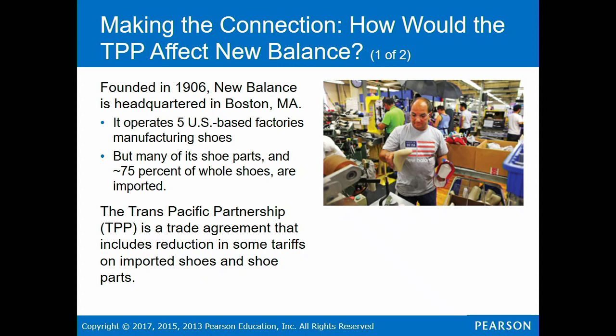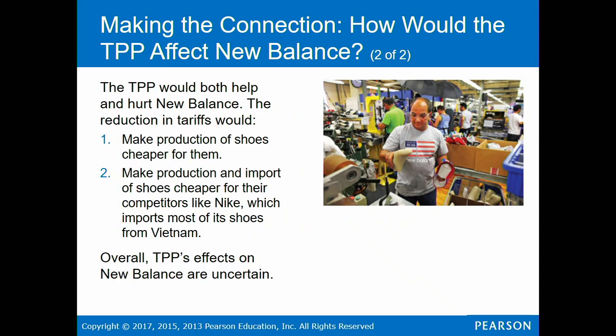So the Trans-Pacific Partnership was a trade agreement. The US pulled out of it. But it included a reduction in a lot of tariffs. Some of them were on imported shoes and on shoe parts. So the Trans-Pacific Partnership would both help and hurt New Balance. Just looking at New Balance, not looking at the rest of the United States economy.